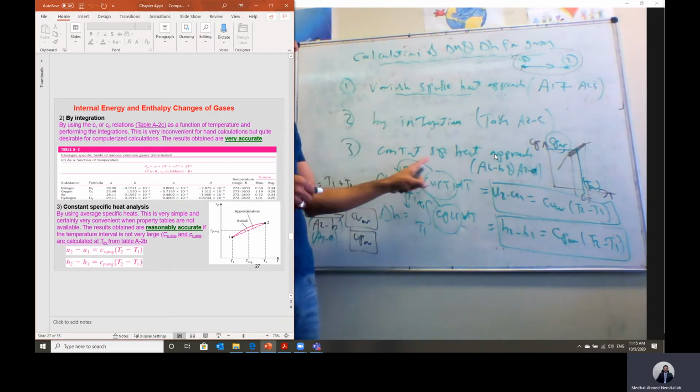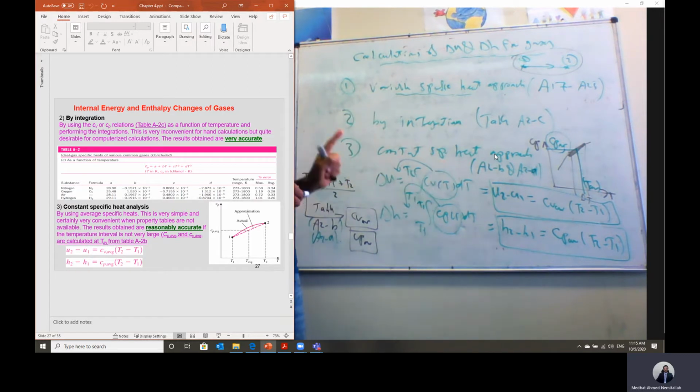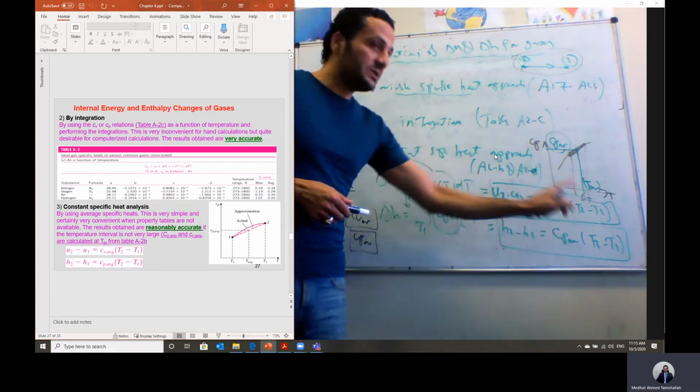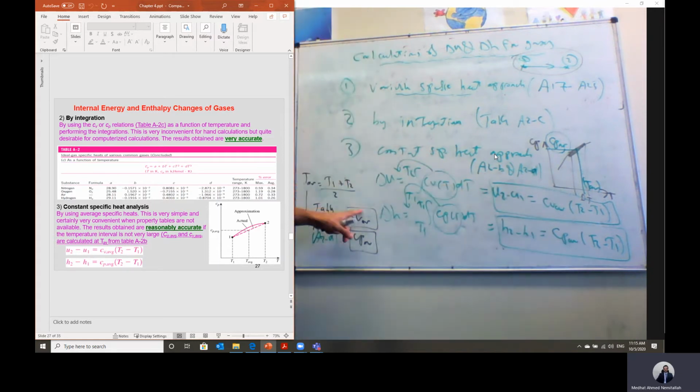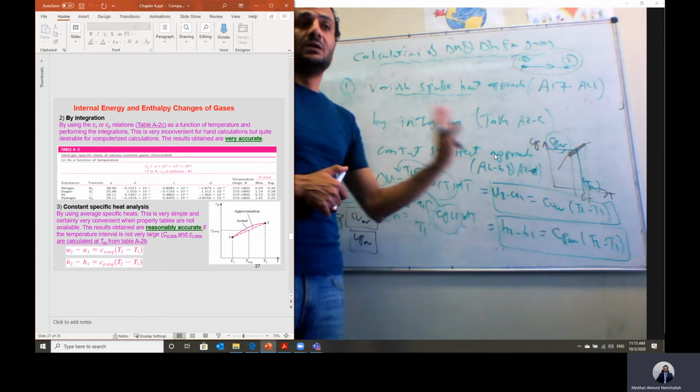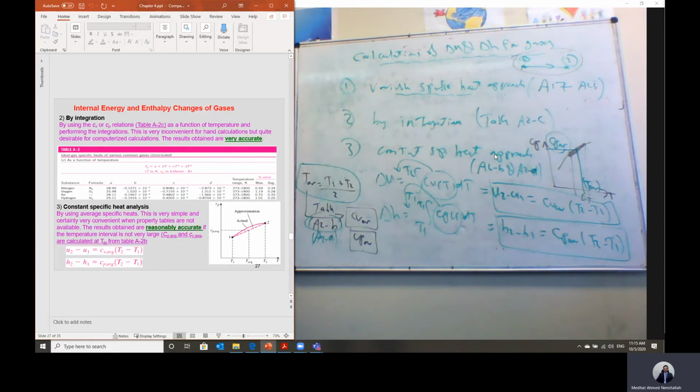But if I told you to use the constant specific heat, then in this case you will say delta U is Cv average delta T, and delta H is Cp average delta T. And this Cv and Cp average is calculated at the average temperature, and then from Table A-2b, most probably, because Table A-2a is only at average temperature equal to 300, which is actually a very rare case. So I will be using Table A-2b to calculate Cp and Cv. Come here and substitute in the equation, then we can calculate delta U and delta H.